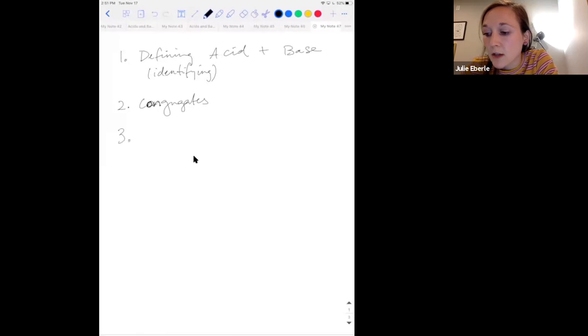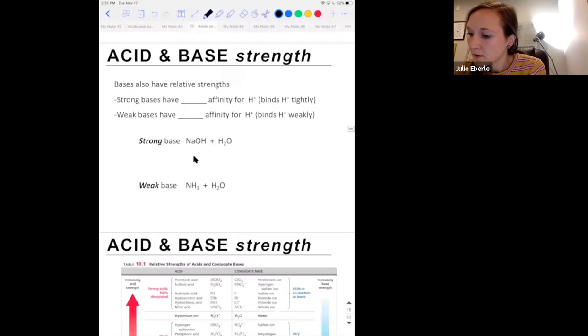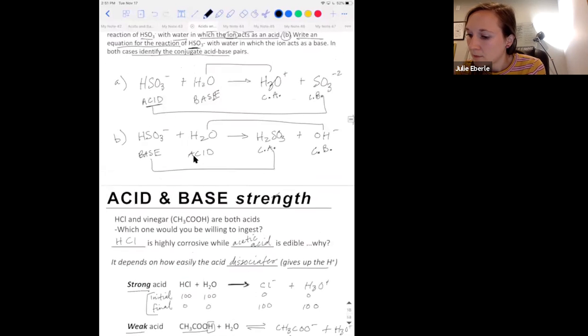And then 3, we started talking about acid, base, strength. Okay. And that's where we finished. So we're going to pick up with this. We said we have strong acids and weak acids. And does anybody remember how we tell the difference between a strong and a weak acid? We said strong acids do what? Let me go back. Yeah. We were introducing this.